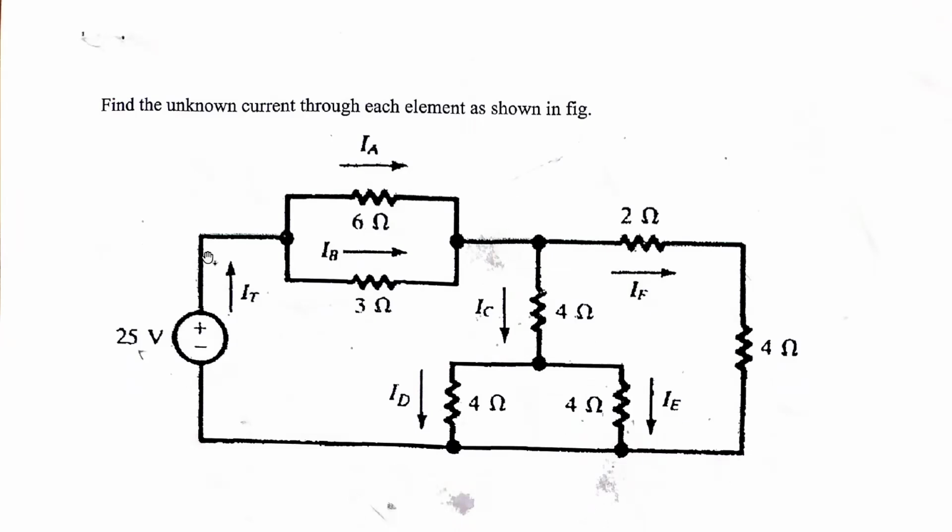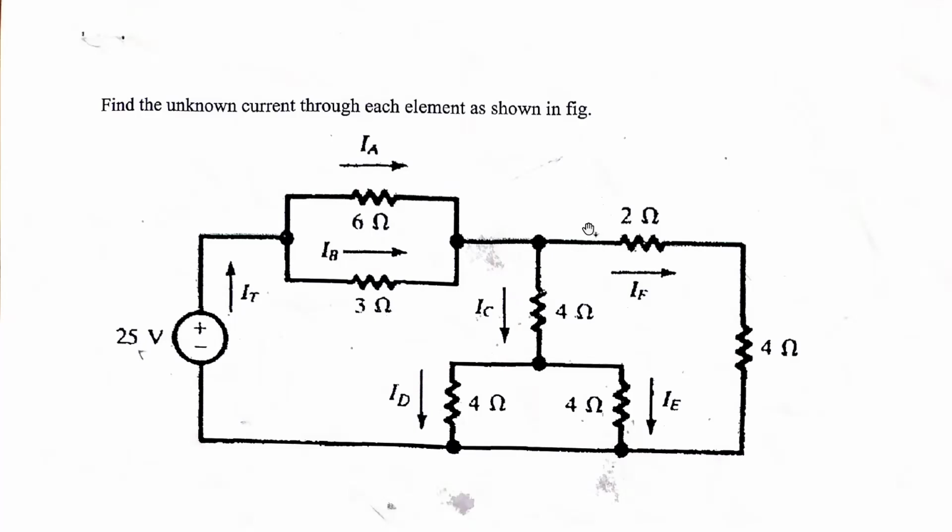So here 25 volts is there. The current is IT, and this IT is dividing into two currents, that is IA and IB, and again it is further dividing into IC and IF. Okay, and further dividing into ID and IE. We need to find out all these unknown currents. Unknown currents are IT, IA, IB, IC, ID, IE, and IF. So this is the problem.